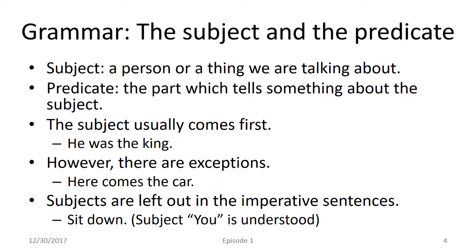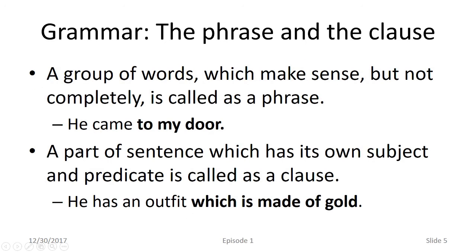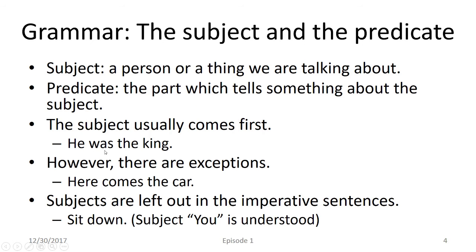Then comes the grammar module, in which we are going to have a look at the subject and the predicate. The subject is a thing or a person we are talking about in the sentence. The predicate is the part which tells something about the subject. The subject usually comes first. For example, in the sentence "He was the king," he is the subject and "was the king" is the predicate.